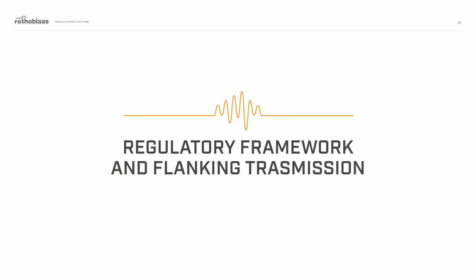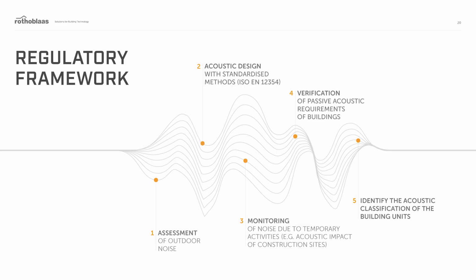Regulatory framework and flanking transmission. When you need to design a building, considering the acoustics, you should follow a design process that essentially consists of the following steps. Step 1 is an assessment of the outdoor noise. The assessment of the acoustic impact aims to quantify the level of noise present in the area, and also aims to verify that it complies with the national requirements.